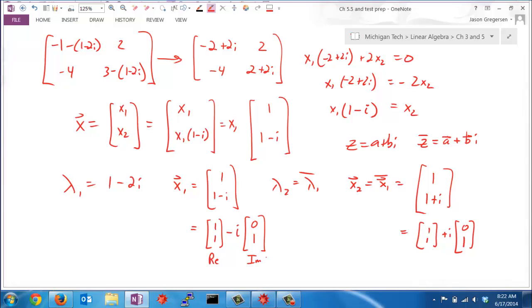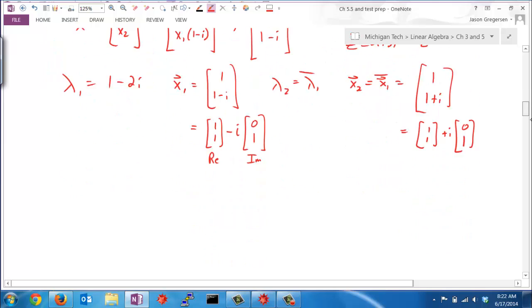All right, questions so far? Essentially, we proceed like normal. We find the eigenvalues. They're complex. We plug them in the same way we do regular eigenvalues. And then the trick is we just pick a row and form our solution from that one row. And then the second eigenvector is just the conjugate of the first eigenvector.